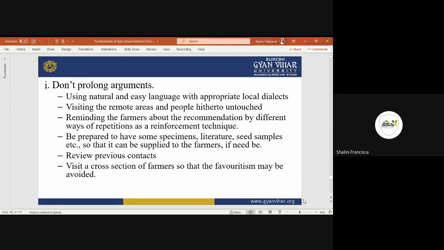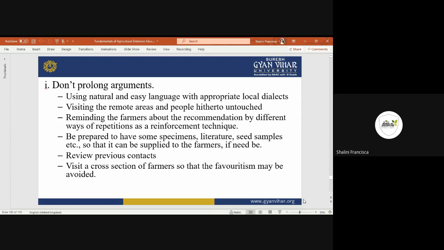Then the last point in this is, don't prolong arguments. If they disagree, don't try to prolong that thing. Just tell them, okay, I thought it is like that, what do you think, is it good or bad? Just tell that in an appropriate way. Use natural and easy language. Okay, then visit the remote areas and people.